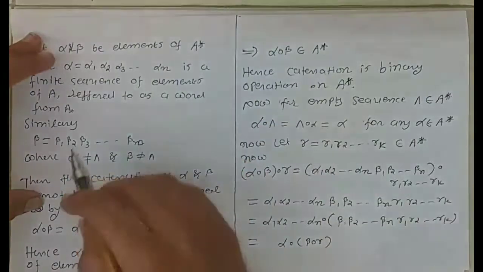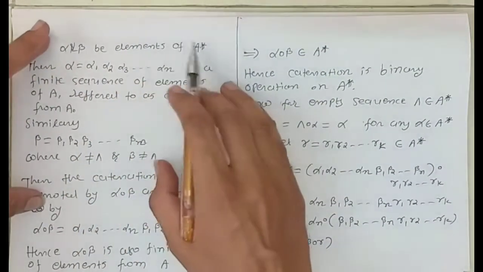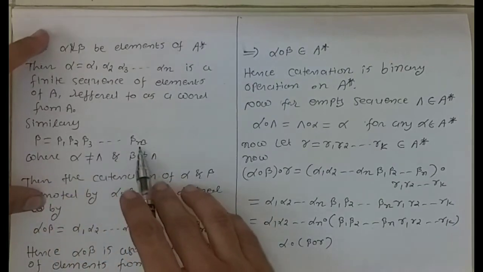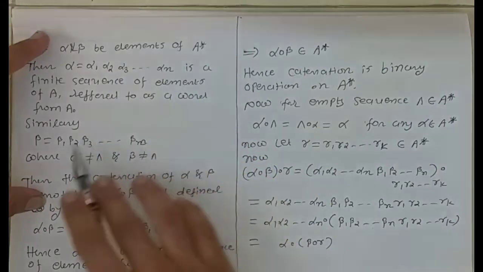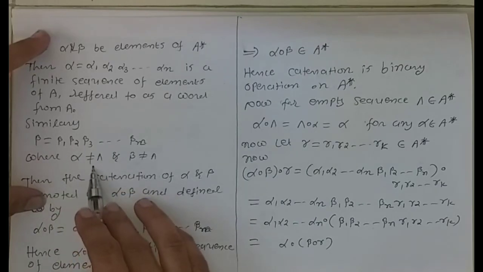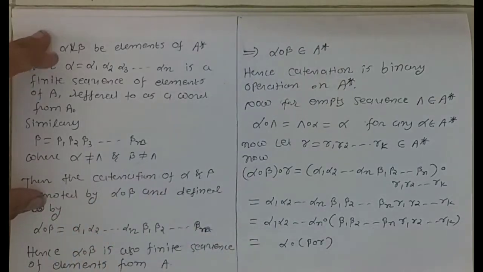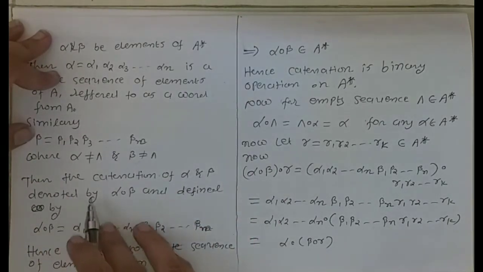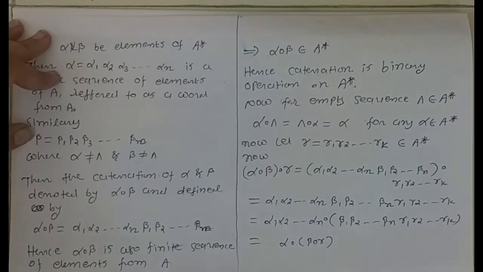Similarly, beta is a finite sequence of elements of set A. Okay, so beta is equal to beta 1, beta 2 up to beta m. Here we have considered alpha not equal to the empty sequence and beta not equal to the empty sequence. Then the catenation of alpha and beta is denoted by alpha composed with beta, here it is a dot, and defined as alpha 1, alpha 2 up to alpha n, and continued with the symbols of beta, that is beta 1, beta 2 up to beta m.